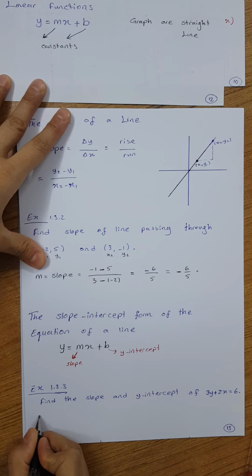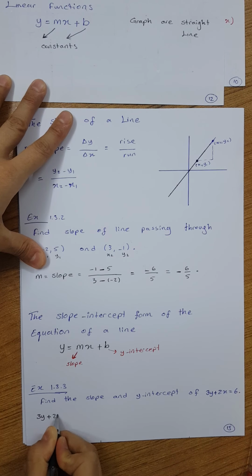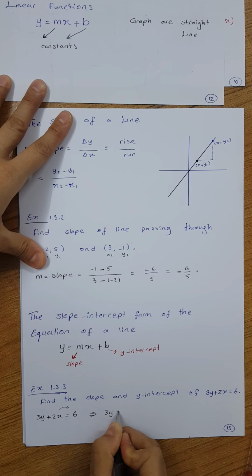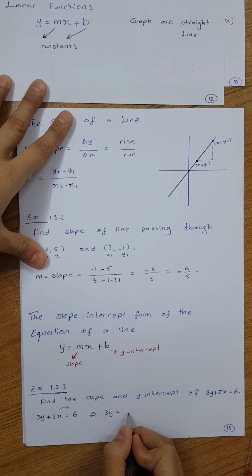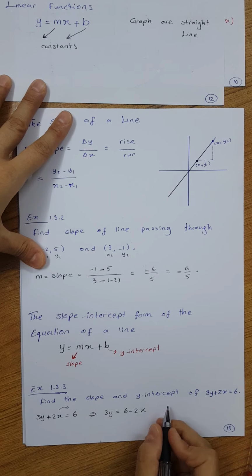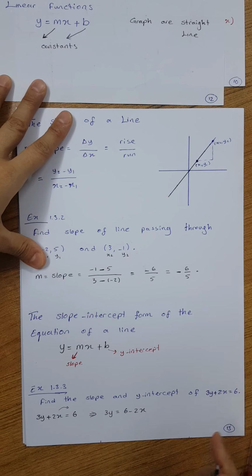So let's start with this one. 3y plus 2x is equal to 6. I want y to be alone, so I'm simply moving this one to the other side. So that will be 3y is equal to 6 minus 2x. Now I'm dividing both sides by 3. Why am I dividing it by 3?